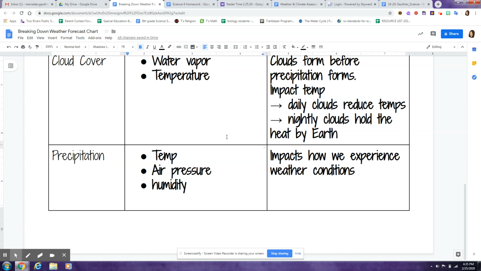Okay, that was a whole lot of information. Hit pause if you need to. Make sure that you have filled in your chart. This needs to get in your notebook because you're going to need this for your test.